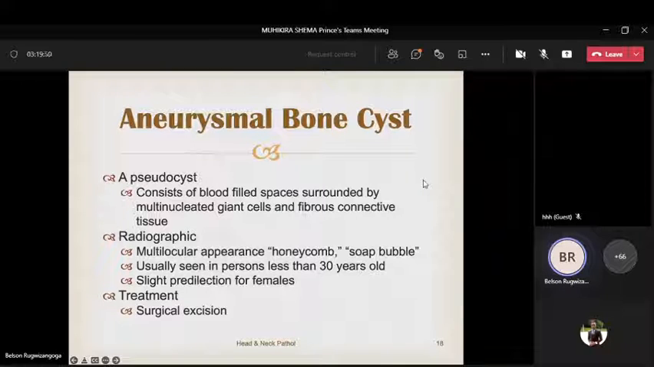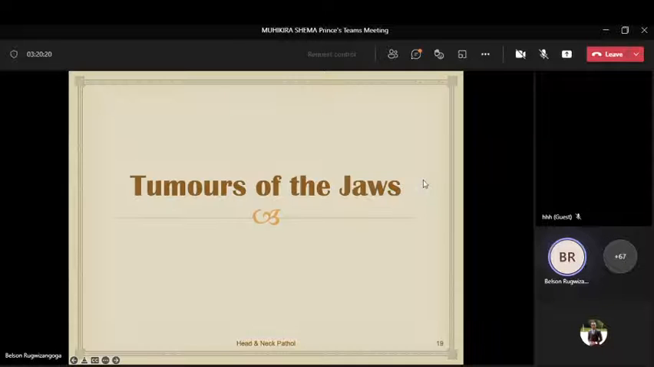On radiographic examination, it will be multilocular. It means it is like having a lot of vesicles inside, honeycomb, soap bubbles. It will look like a soap bubble. It is usually seen in a person less than 30 years of age. There is a slight predilection for females, although there is no known mechanism for that. And the treatment will also be surgery.